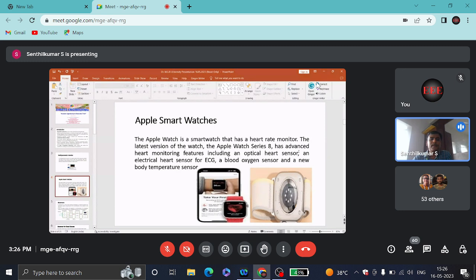What type of sensor is used in the blood glucose monitoring feature? You can see the next slide. I will explain that one. Okay.